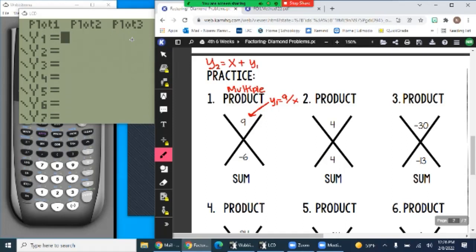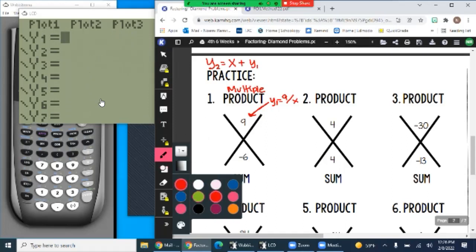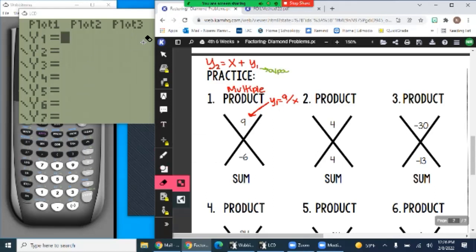Now, you cannot type y1 just using alpha and finding the y key. How do you find... Lord, never mind. I just told y'all. To find y1, you have to press alpha, not alpha, alpha, trace, enter. And it'll put y1 into your calculator.